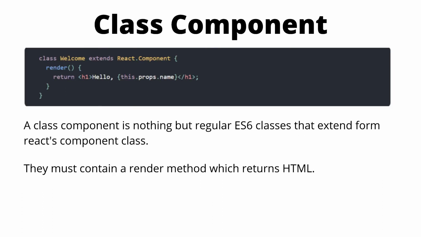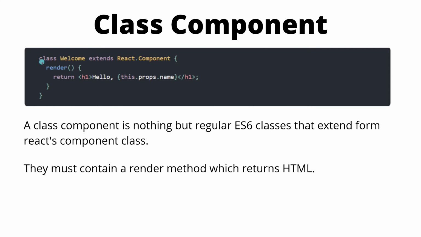Now let's talk about the class-based component, or class component. Just as we create functions in JS, we create a class in JavaScript to create a class-based component. A class component is nothing but a regular ES6 class that extends from React's component class, and it must contain a render method which returns HTML. So let's take a look at what this component is.